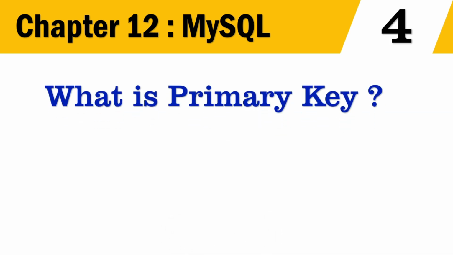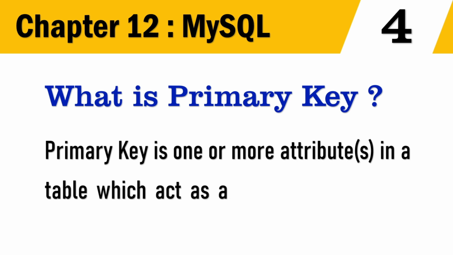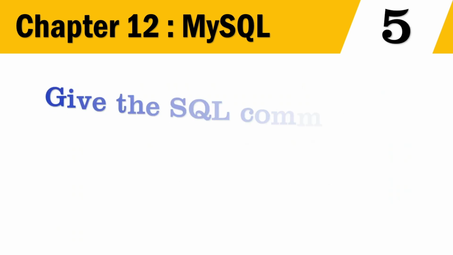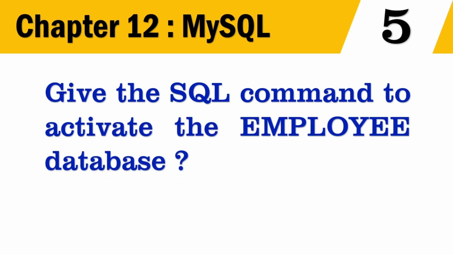What is primary key? Primary key is one or more attributes in a table which act as a unique identifier for each record. Give the SQL command to activate the employee database. Use employee.